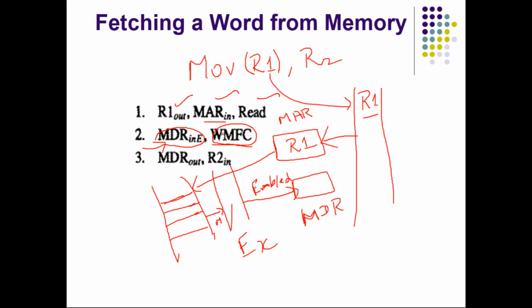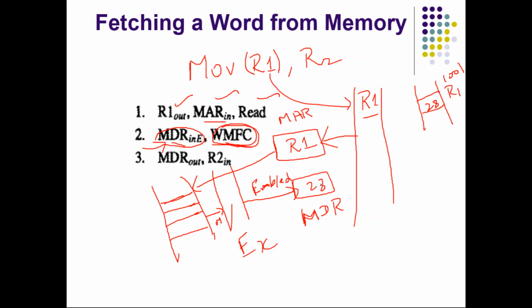That doesn't mean we are doing MDR in E before MFC. No, we just keep it activated. Only when MFC is completed, the data will be moved to MDR, right? Now the data is available in the MDR, whatever the memory location specified by R1 contains. It can be either an instruction or data. Say this is the location specified by R1, 1001 or whatever it may be. If it contains 28, this 28 is now available in MDR.